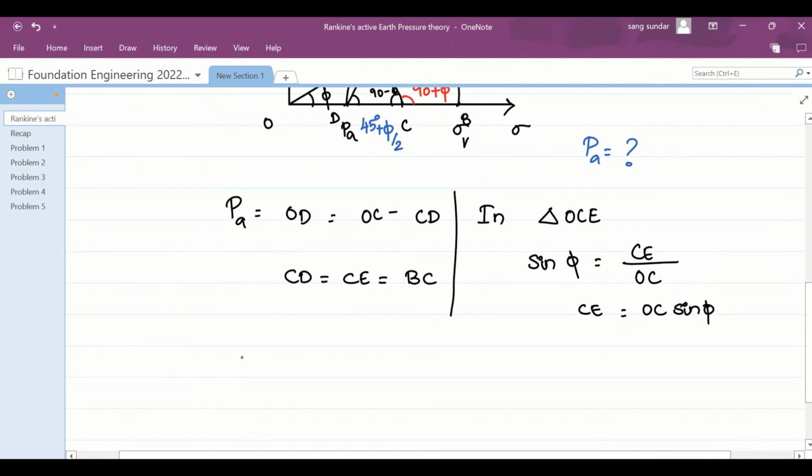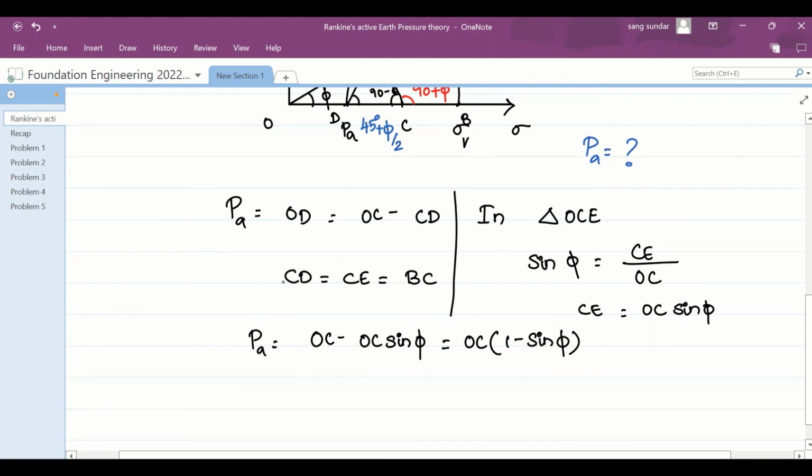Now, coming back to our PA formula, PA is equal to OC minus CD. CD is again equal to CE, which is equal to OC sine phi. So, OC minus OC sine phi. Just take this OC outside. You will get OC into 1 minus sine phi.